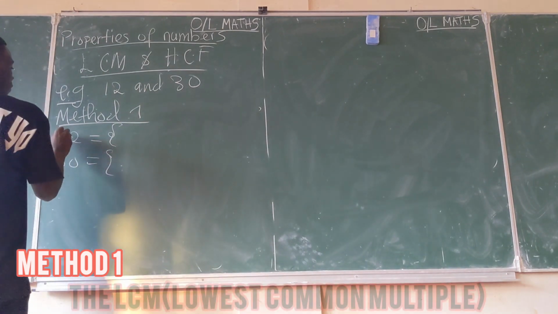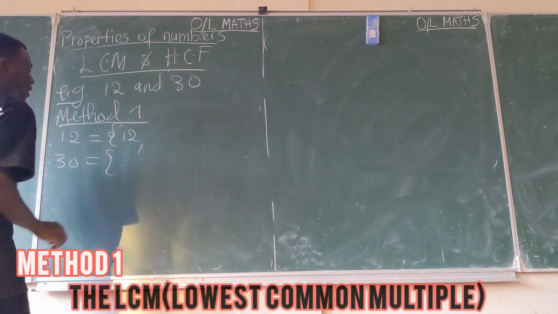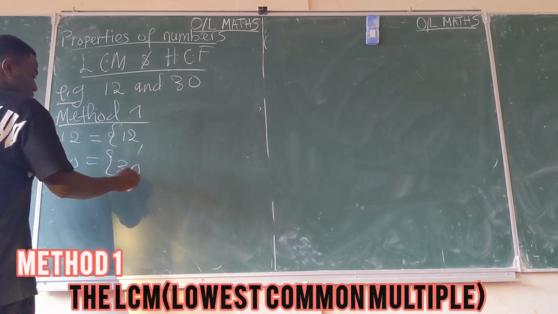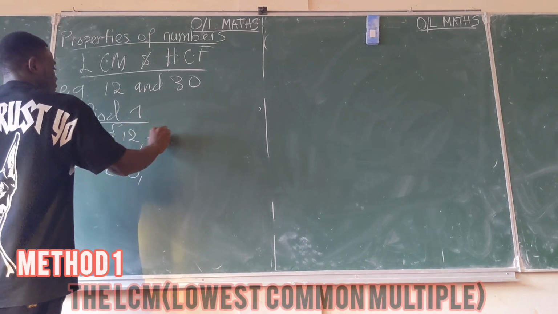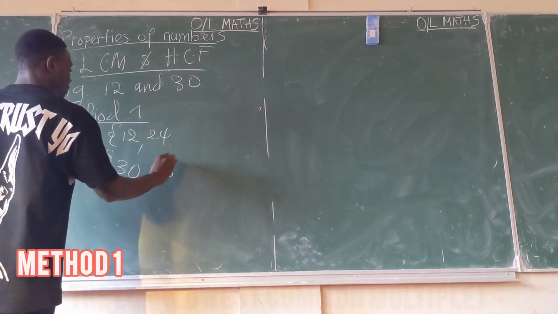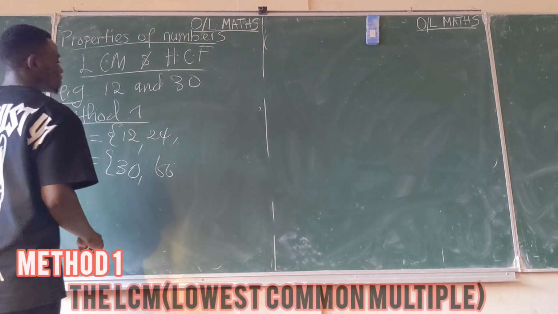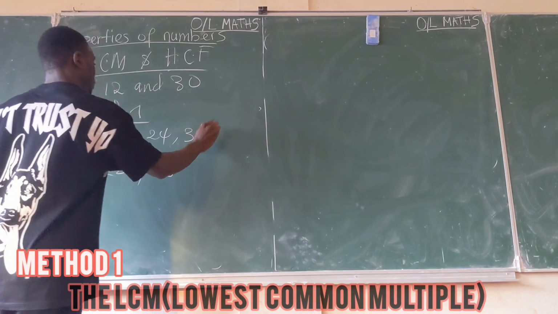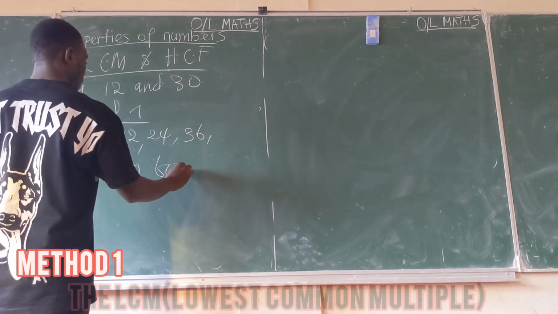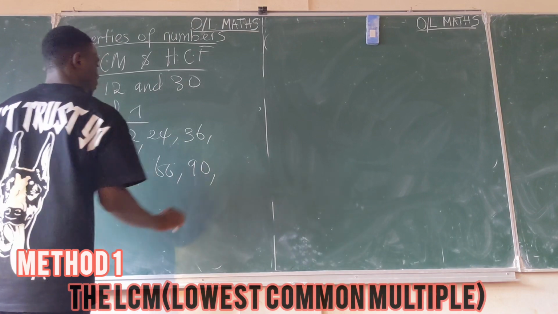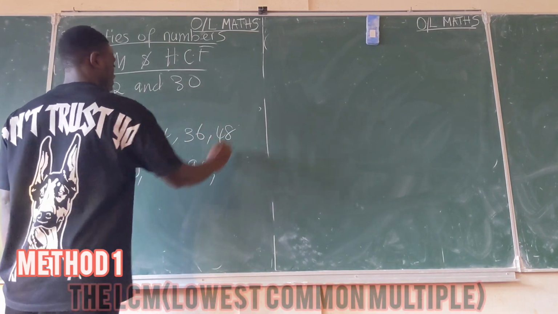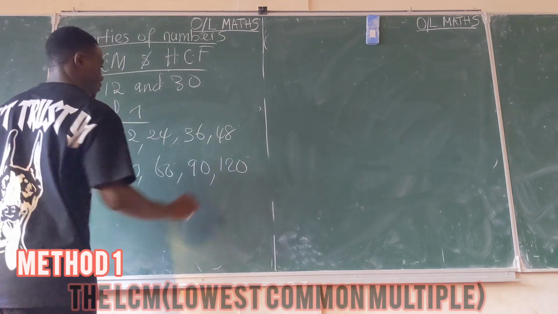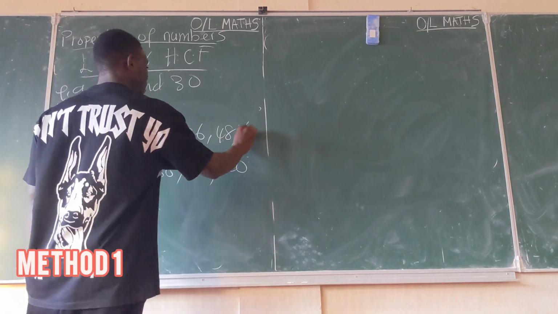So let's go. So the first multiple of 12 is simply 12 times 1. The first multiple of 30 is what? You are writing all of them at the same time. When you write one up, you write one down. Okay? The second multiple of this guy is 24. The second of this is 60. The third of this is 36. Here we have 90. Here we have 48. Here we have 120. Here we have 60.